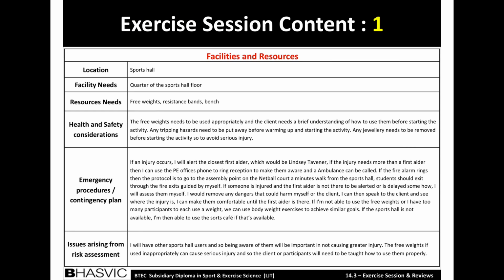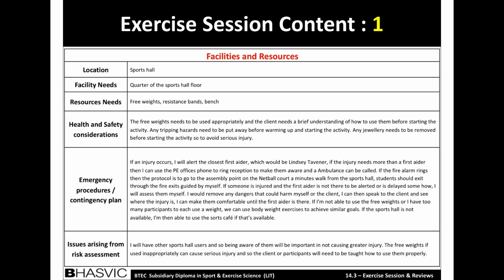Now we move on to my session content. First, the facilities and resources. The location was in the sports hall. The facilities that I needed was only a quarter of the sports hall floor. Resources that I needed: free weights, resistance bands and a bench.